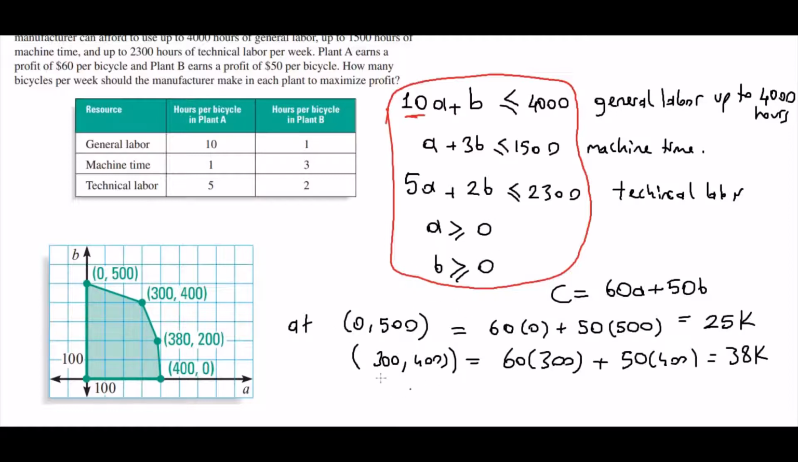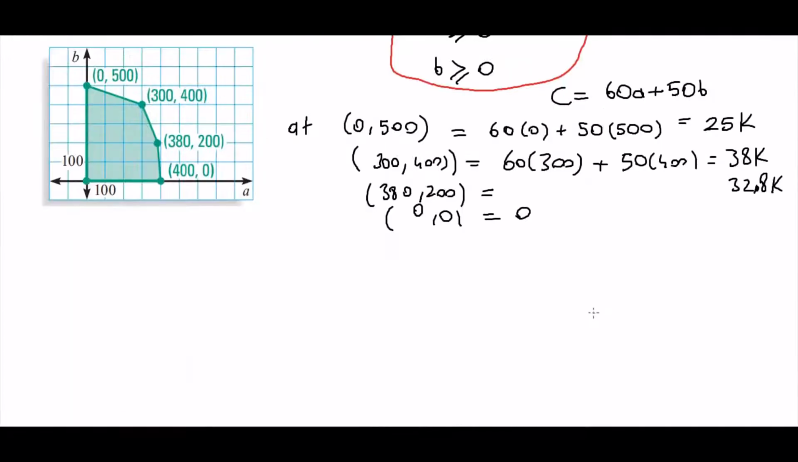And similarly, at (380, 200), you're going to obtain 32.8K. And at (0, 0), you're going to obtain 0. And at (400, 0), you're going to obtain 24K.